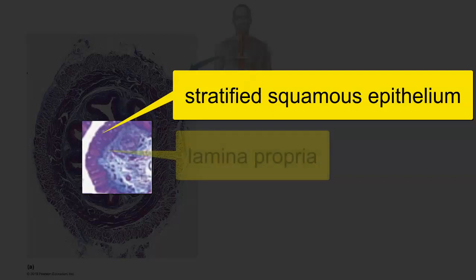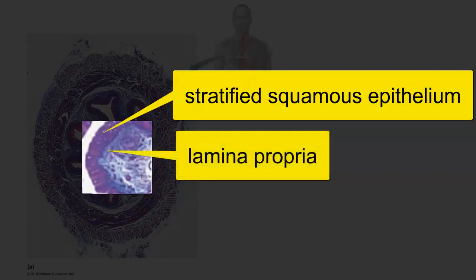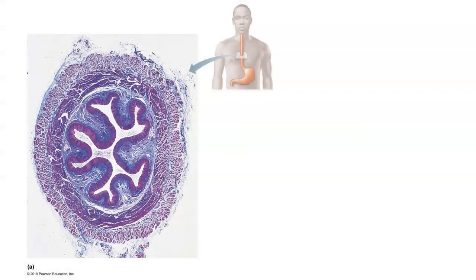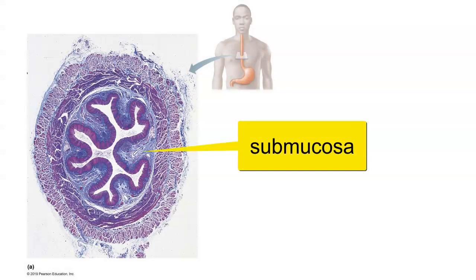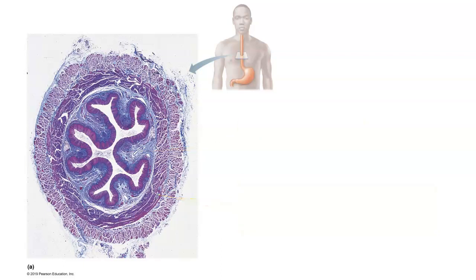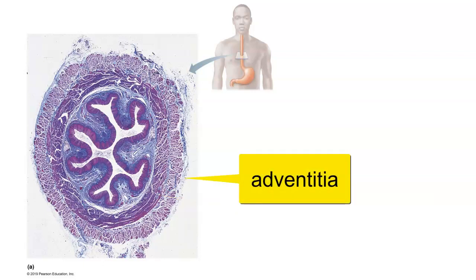The dark blue below that is the lamina propria, and then the muscularis mucosae are the purple circular structures you can see. The submucosa is the region in light blue. The two regions of muscularis are seen in purple. And here we can see the connective tissue coat on the outer periphery, the adventitia.